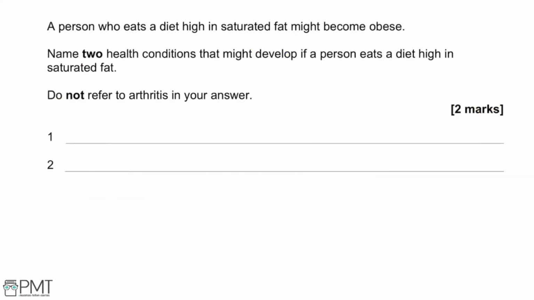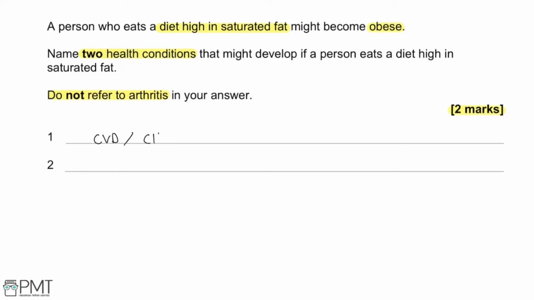A person who eats a diet high in saturated fat may become obese. Name 2 health conditions that might develop if a person eats a diet high in saturated fat. Do not refer to arthritis in your answer, and this question is worth 2 marks.